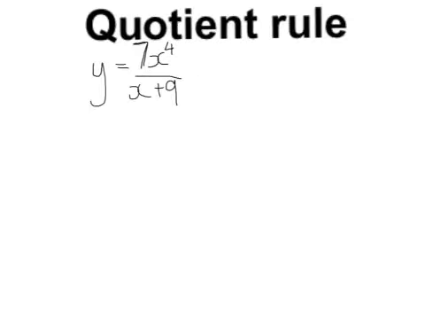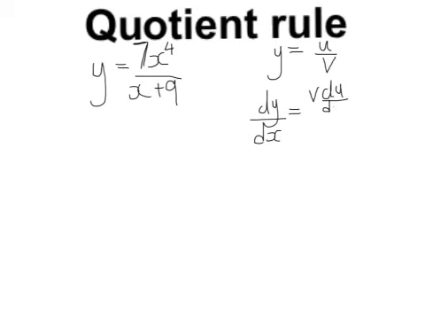Sometimes you're asked to find the derivative of a fraction, of a function divided by another function, and in this situation we use the quotient rule. What the quotient rule says is that if you've got two functions, let's call them u and v, then to find the derivative with respect to x, first of all you multiply v by the derivative of u, you take away u multiplied by the derivative of v, and you divide the whole thing by v squared.